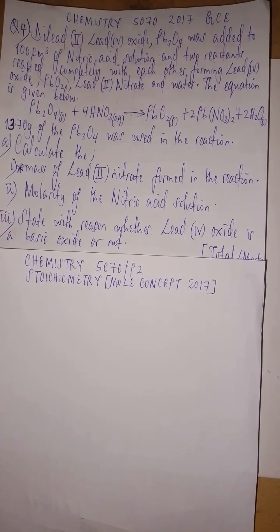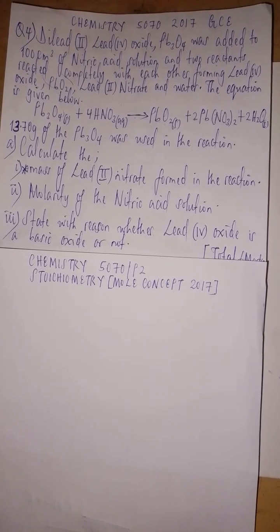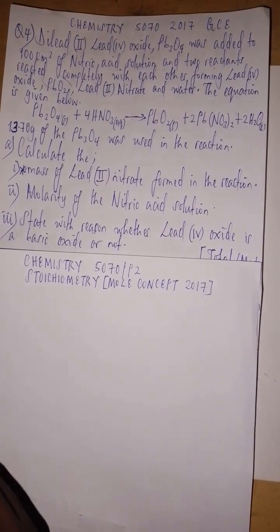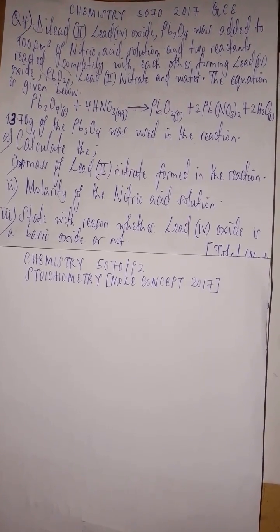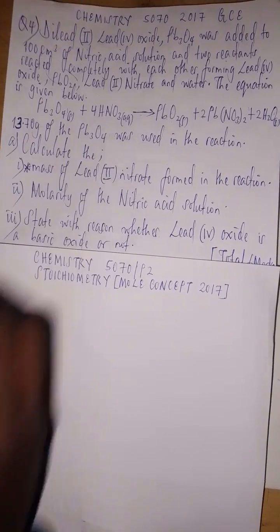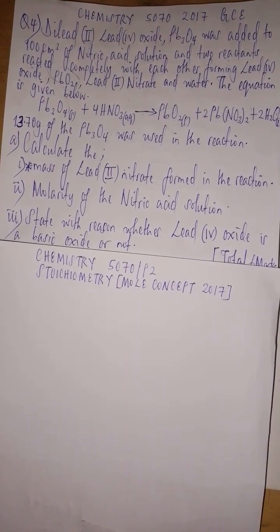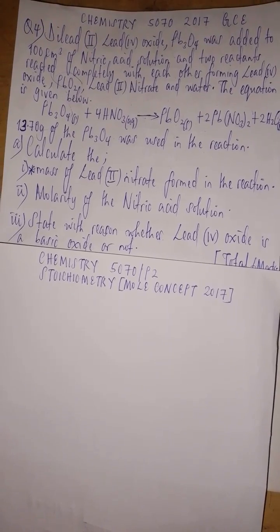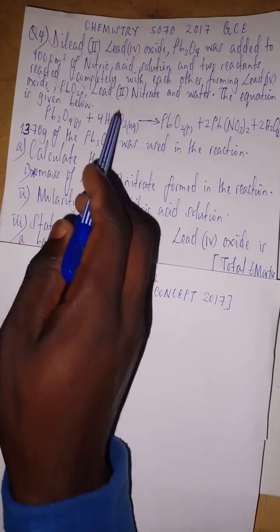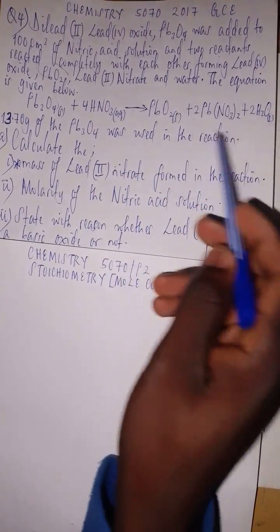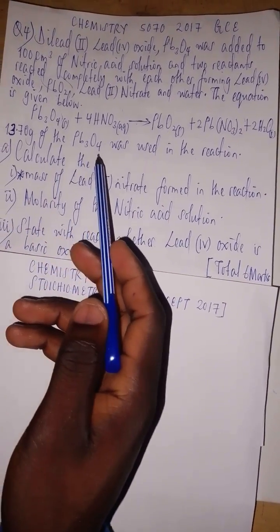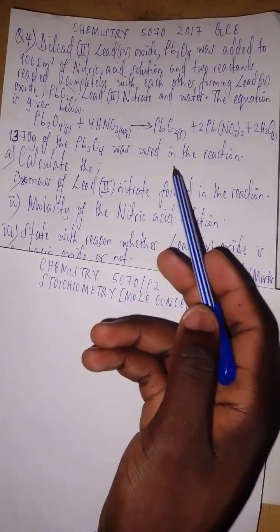The question was: dilute Pb3O4, that is the chemical formula, was added to 100 cubic centimeter of nitric acid solution, and the two reagents reacted completely with each other, forming PbO2, that is the chemical formula, lead(II) nitrate and water. The equation is given below. So this was the equation: dilute Pb3O4 reacting with nitric acid, giving PbO2 plus lead(II) nitrate and water. So 13.70 gram of the Pb3O4 was used in the reaction.